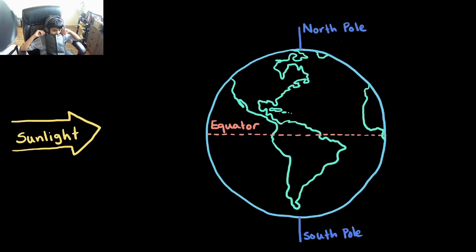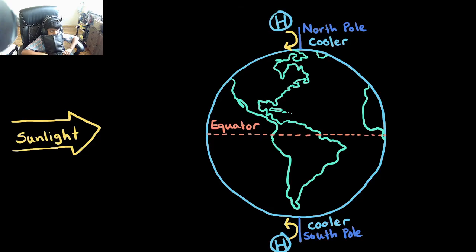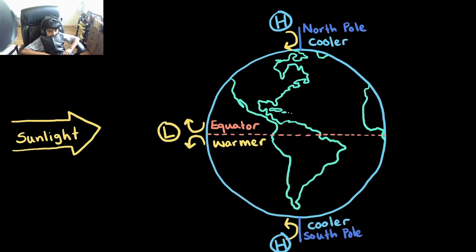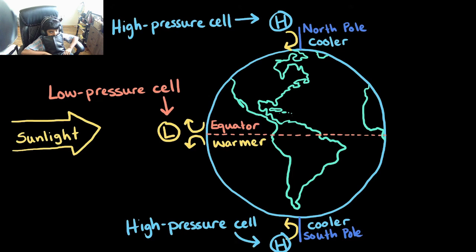This uneven heating of Earth also affects air pressure. Where it's cooler, near the poles, cool air will sink, making the air pressure high. But where it's warmer, near the equator, warm air will rise, resulting in low pressure. This is where the terms low pressure cells and high pressure cells come from.